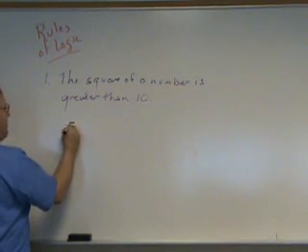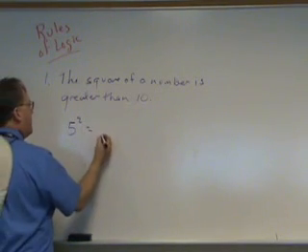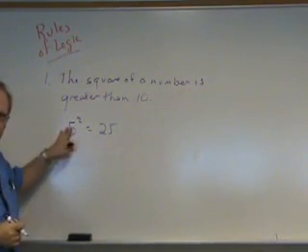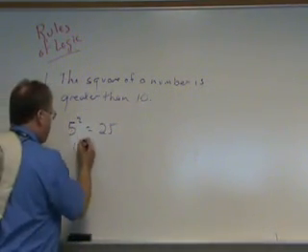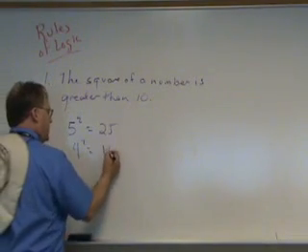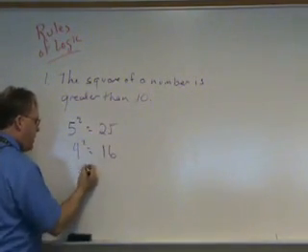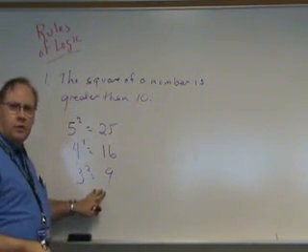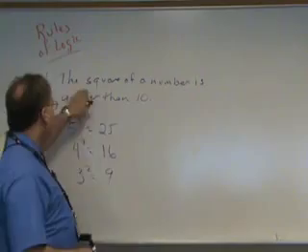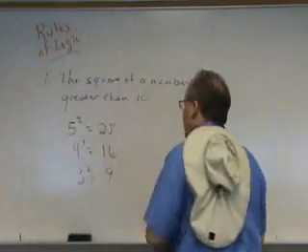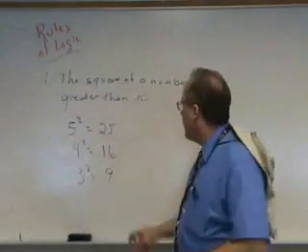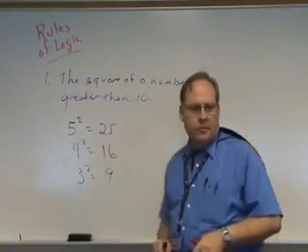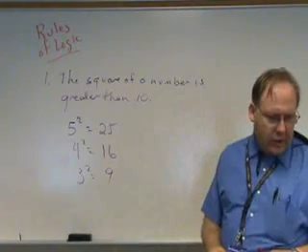So let's see, how about 5 squared? Oh boy, well that's 25. That's certainly greater than 10, isn't it? Well, it's true for this. How about 4 squared? Well, that's 16. It's true for that. How about 3 squared? Well, that's 9. Uh-oh. Here we go. 3 squared demonstrates that this is not correct all the time. It is partially correct.